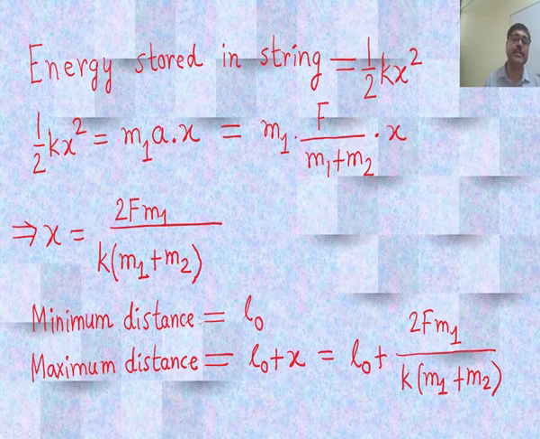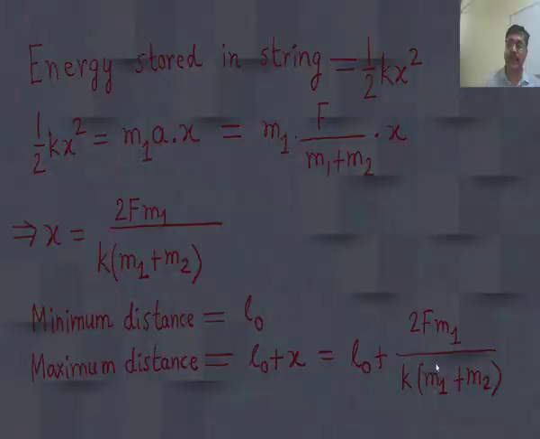Now, then what is the minimum distance? That is L0 in any case, the minimum distance between the two masses. And the maximum distance will become L0 plus x, which is L0 plus this new expression.